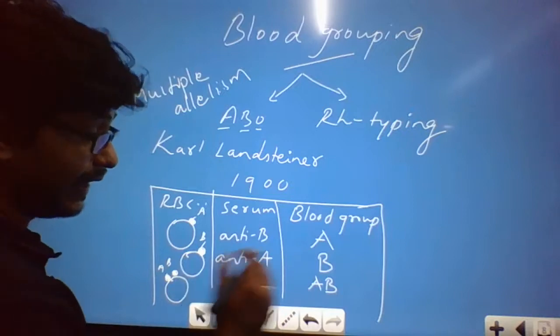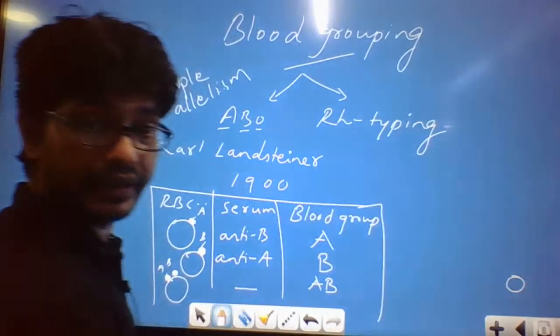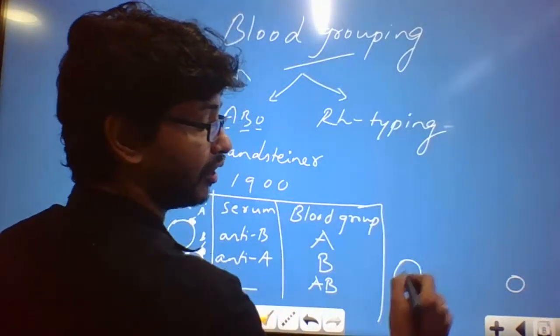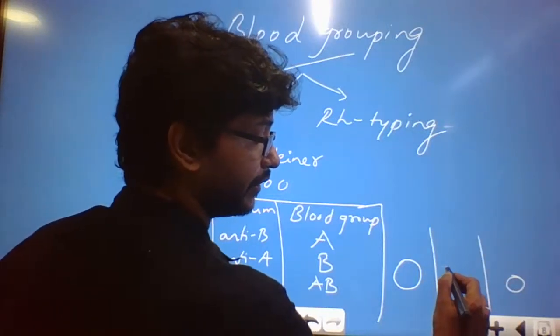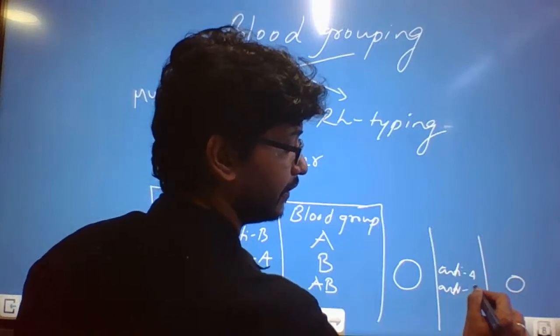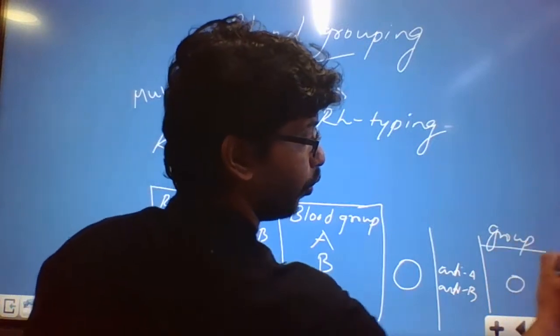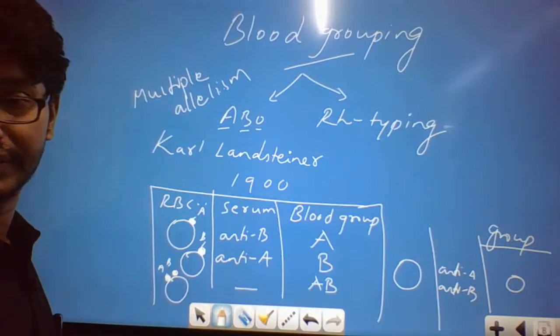In case the blood group is O, if the person's blood group is O, what will the RBC have? The RBC will not have any antigens, whereas you could see the serum will have both anti-A as well as anti-B. So the blood group will be O, based on the presence or absence of antigen, right?